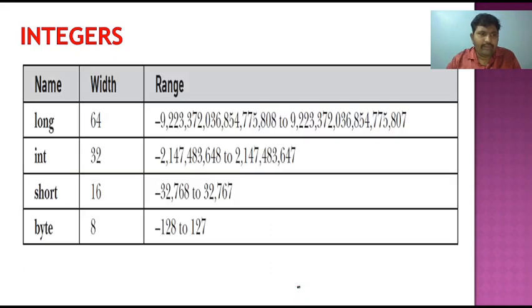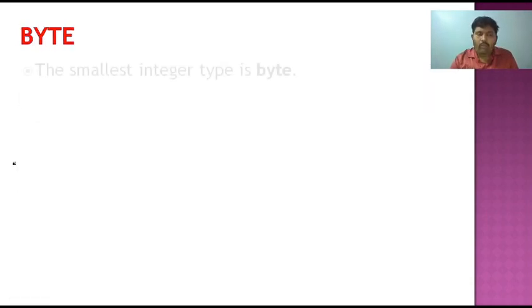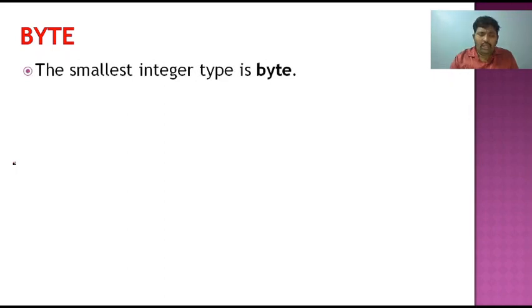What is the range of the byte? The byte's capacity is 8 bits. It can store from -128 to 127. Short's capacity is 16 bits. It can store -32,768 to 32,767. Like that, int has 32 bits and long has 64 bits. That is their capacities. Byte is the smallest integer data type we have.